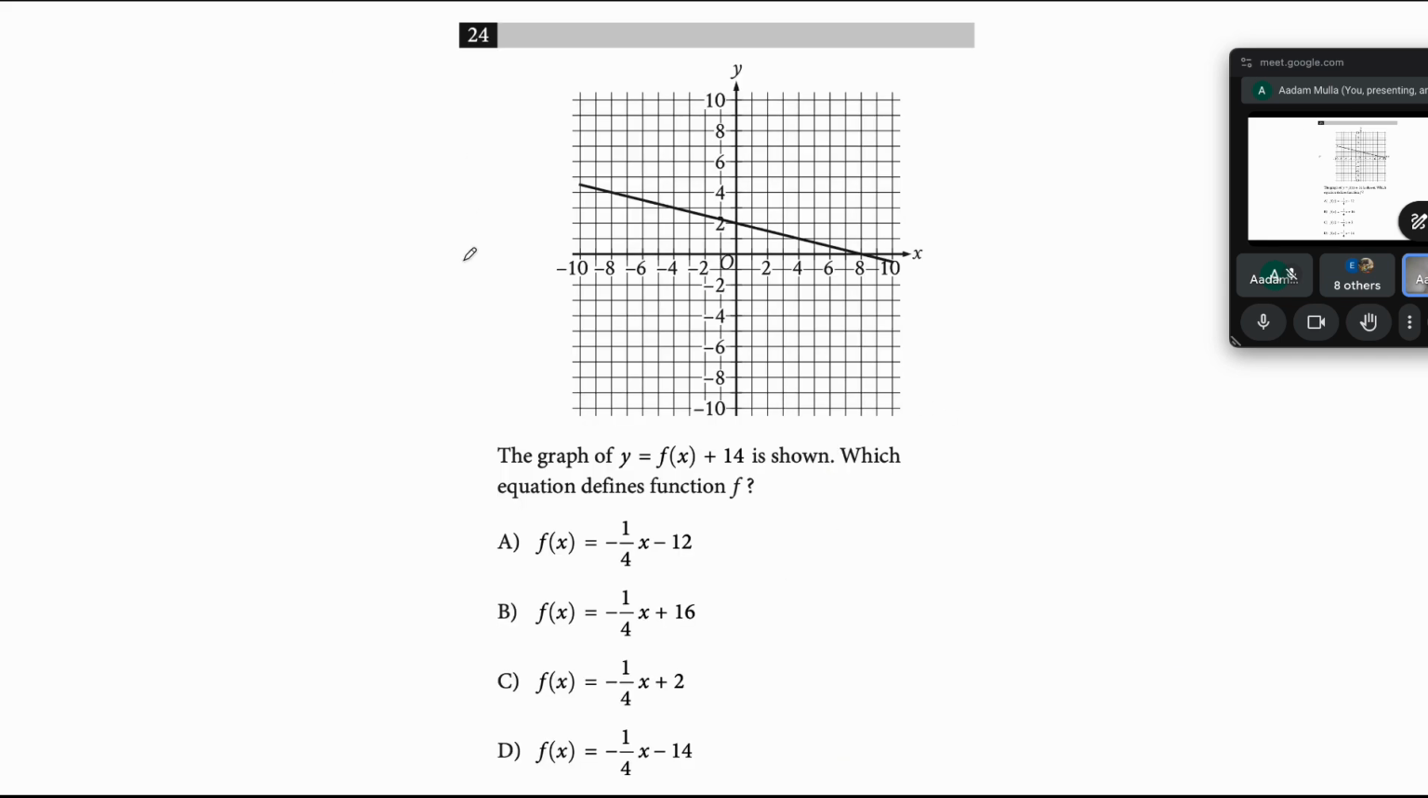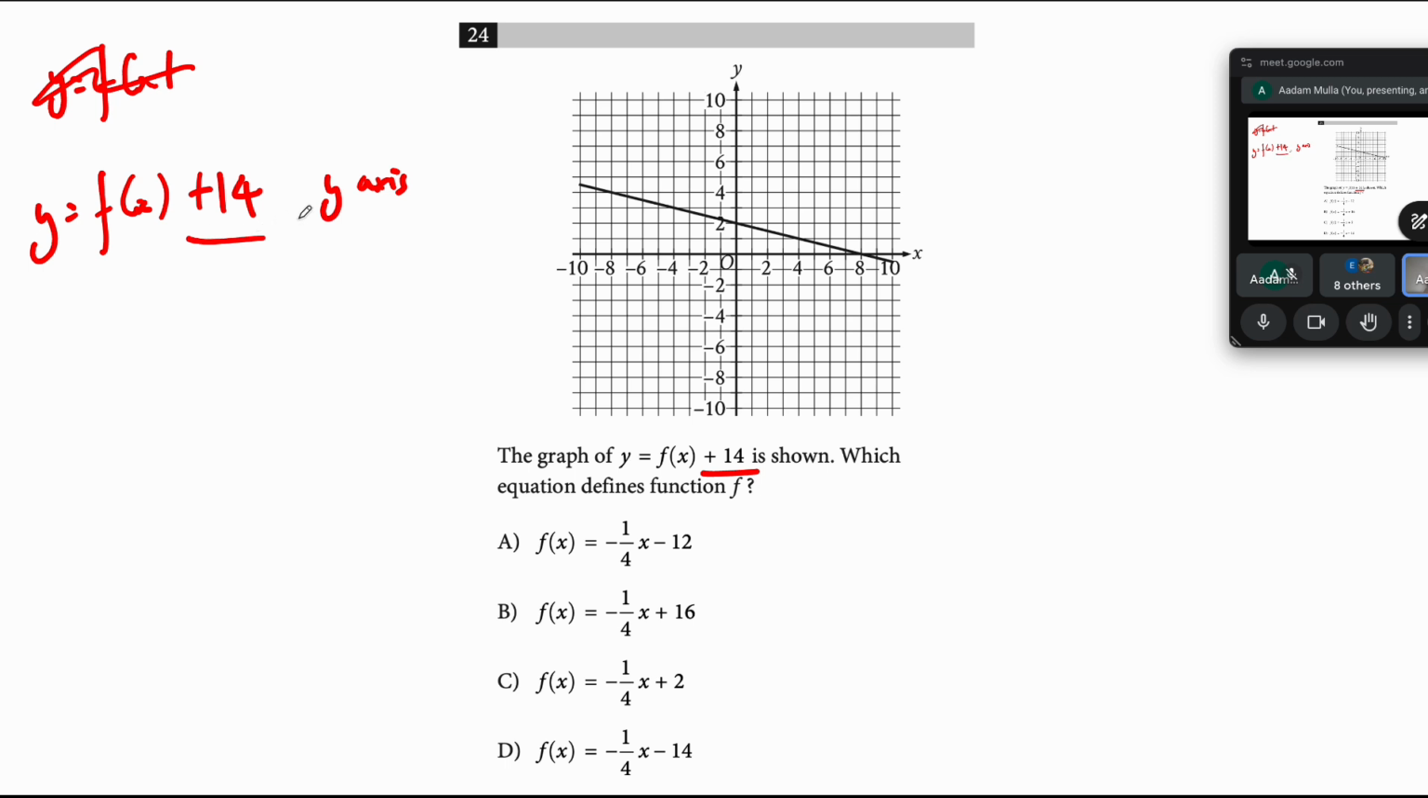Okay, we're going to look at this question. I'm just going to do a quick explanation on transformations, and then I'll let you have a go at this question. So it says the graph of y equals f of x plus 14. So just a quick explanation here. If you've got a transformation, and this one is y equals f of x plus 14, if it's outside of the bracket, that means it's affecting the y-axis. So that means it's going to move up or down. Because this is plus 14, that means it's moved up by 14 units.